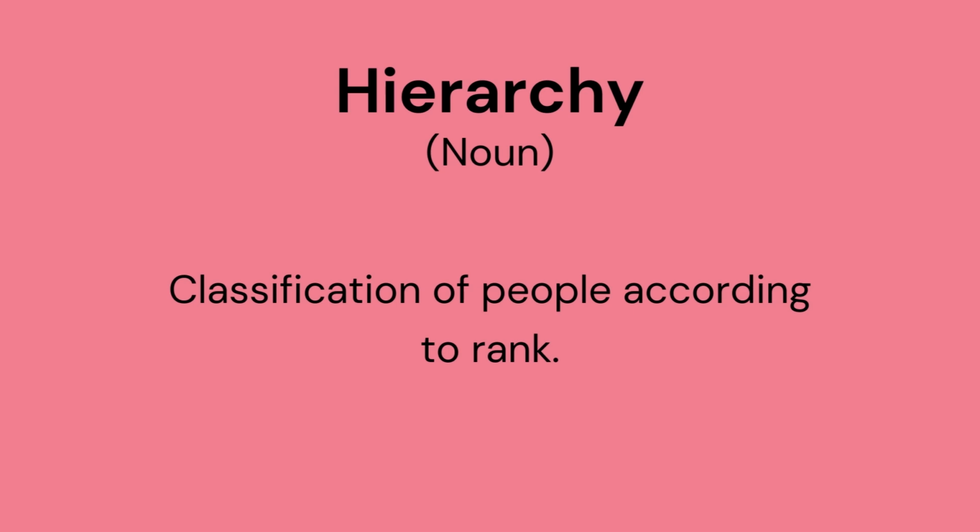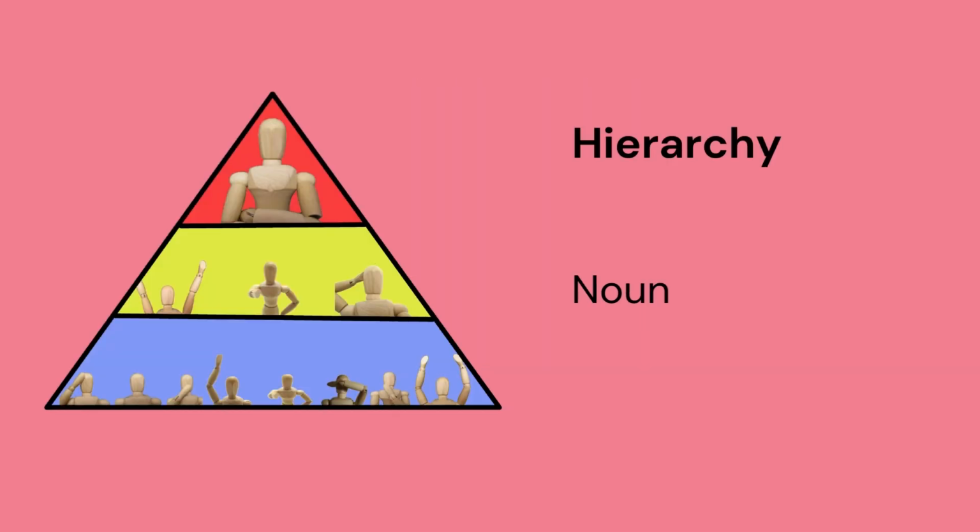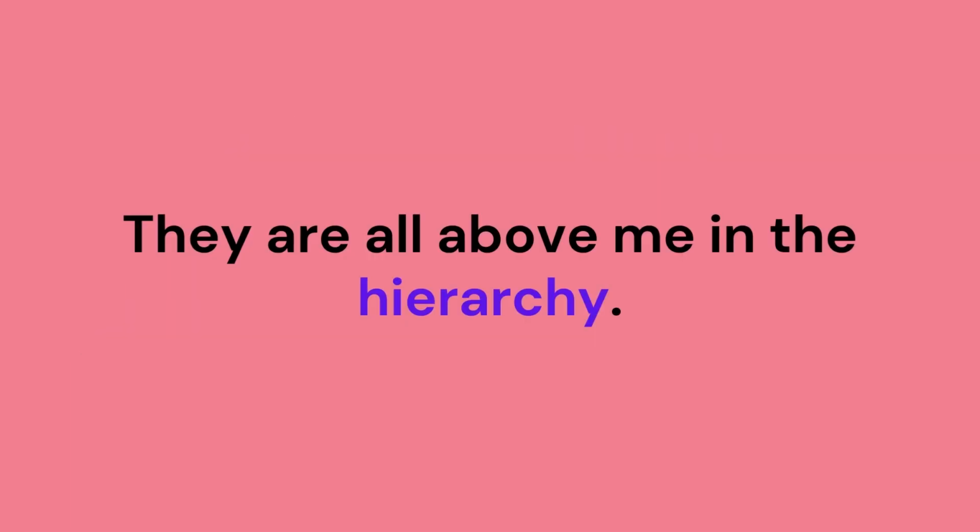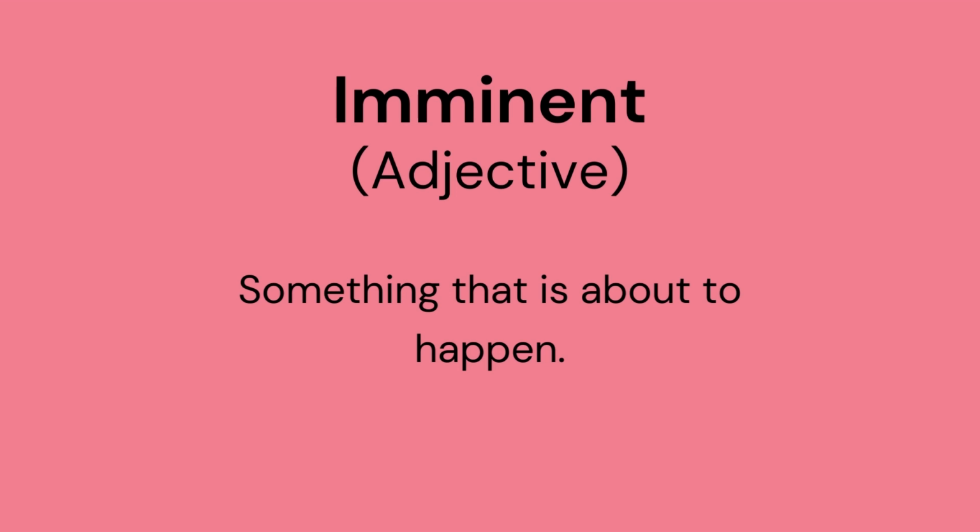Hierarchy. Hierarchy is a noun, and it refers to the classification of people according to rank. This is something we find in the military, in government service, and of course also in big corporations. We find a hierarchy, a classification of people according to rank, almost like a pyramid with the big boss sitting on top. Hierarchy is a noun, and we can use it in a sentence by saying, they are all above me in the hierarchy.